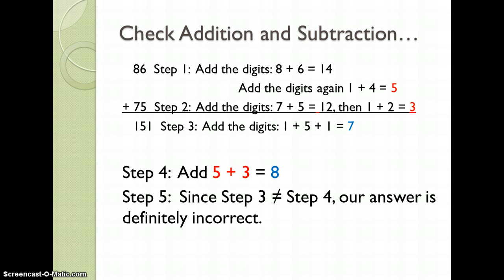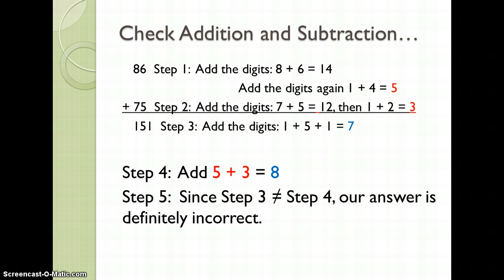Okay, so let's look at this next problem. We have 86 plus 75 equals 151. So step 1, we're going to add the digits 8 plus 6, which is 14. Our goal is to get the ending result of the sum of digits smaller than 10. So we'll need to add those digits again. So we'll add 1 plus 4, which is 5.